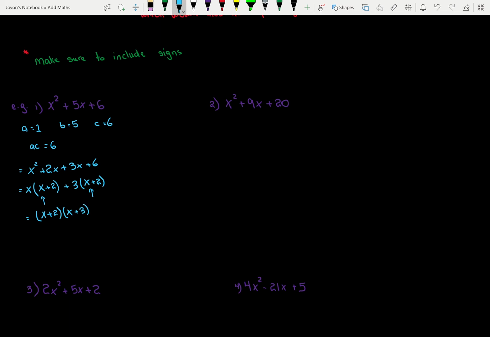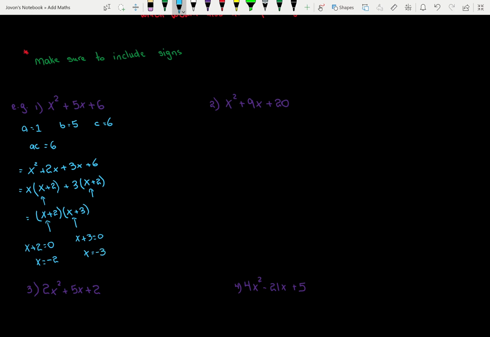Right? So this would factorize to x plus 2 and x plus 3. Now, we're going to find when this quadratic equation is equal to 0. Okay? For this quadratic equation to be equal to 0, either this must be equal to 0 or this must be equal to 0. So all we do is x plus 2 is equal to 0. Therefore, x is equal to minus 2. Okay? And we have x plus 3 is equal to 0. Therefore, x is equal to minus 3.